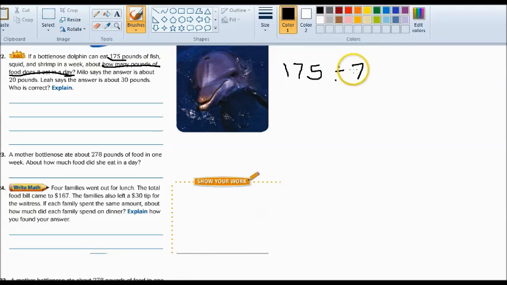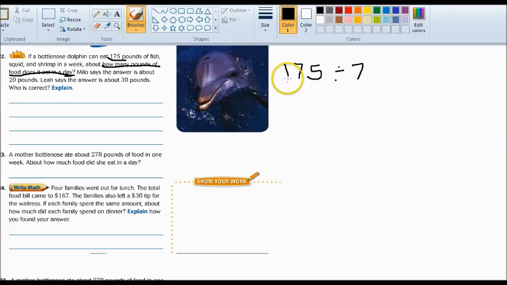Right, 7 days in a week. We'd be dividing 175 by 7. Now, we're really going to have to decide who has the best answer here. We have a boy named Milo who says the answer is about 20 pounds, and a girl named Leah who says the answer is about 30 pounds. Who is correct? So let's just check this out here.